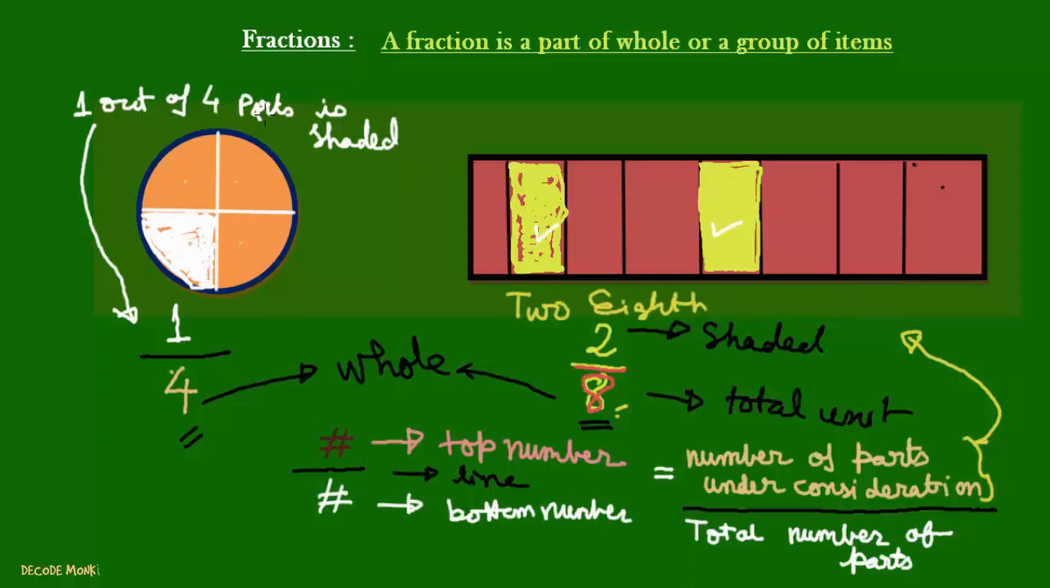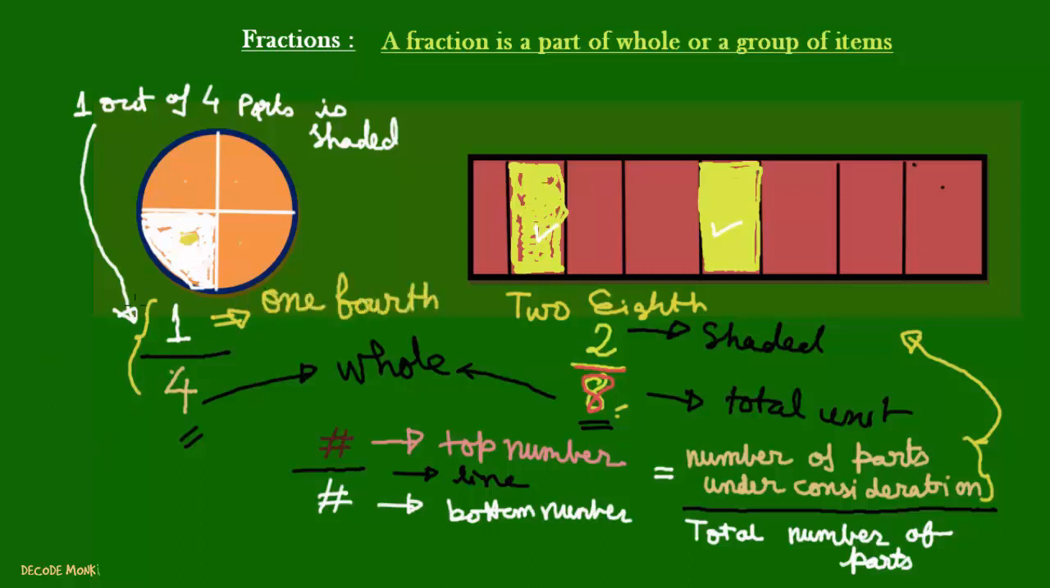This is 1 out of 4 parts shaded. So here this part is the number of parts which is under consideration, or what we are talking about. Now this we also read as 1/4 part is shaded.